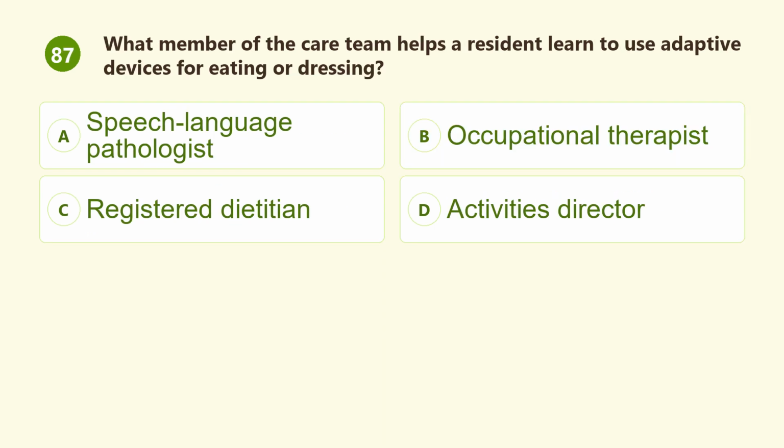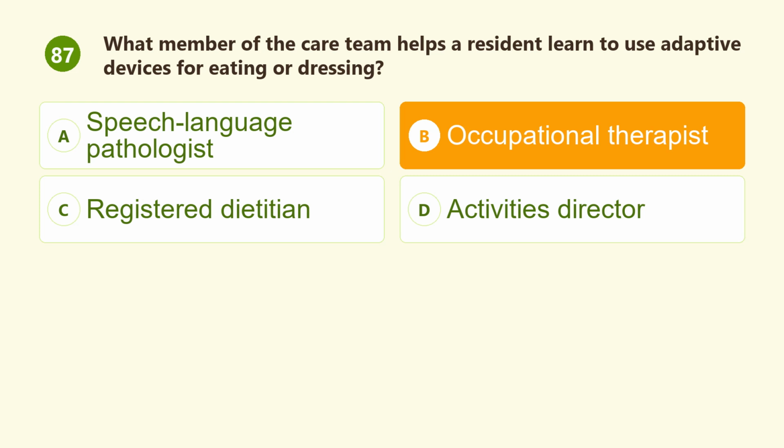Question 87. What member of the care team helps a resident learn to use adaptive devices for eating or dressing? Option A, speech-language pathologist. Option B, occupational therapist. Option C, registered dietitian. Option D, activities director.